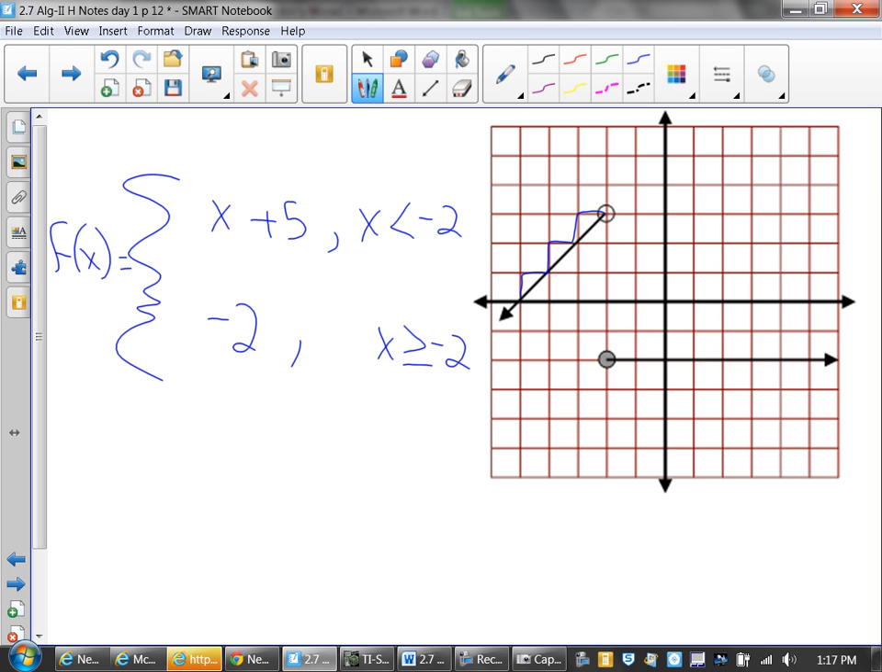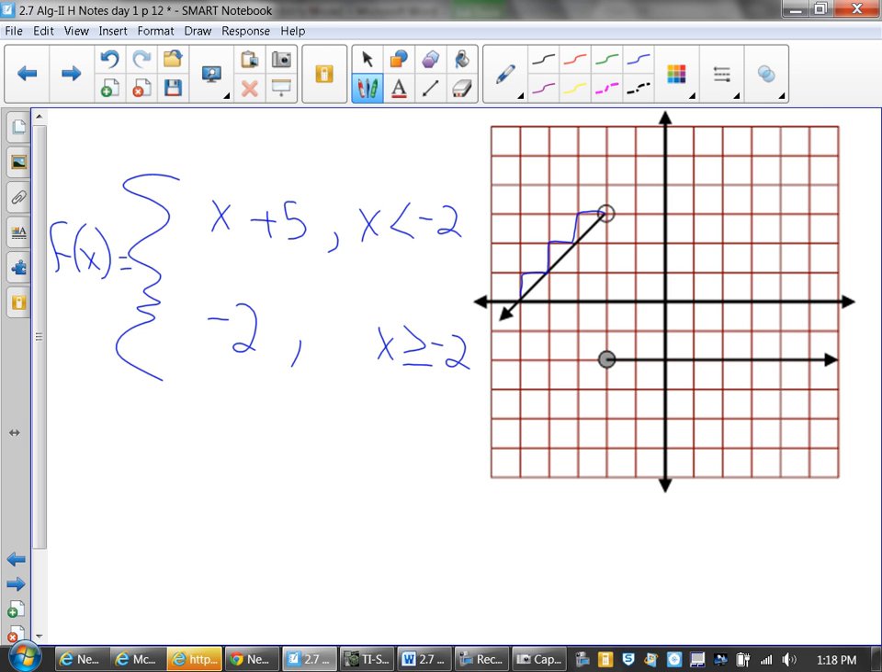And that's it. You don't write f of x equals y equals -2. Because remember, f of x is synonymous with y equals, and f of x is a function. y equals -2 is also a function because it passes the vertical line test. So you just leave it as f of x is -2. All right.